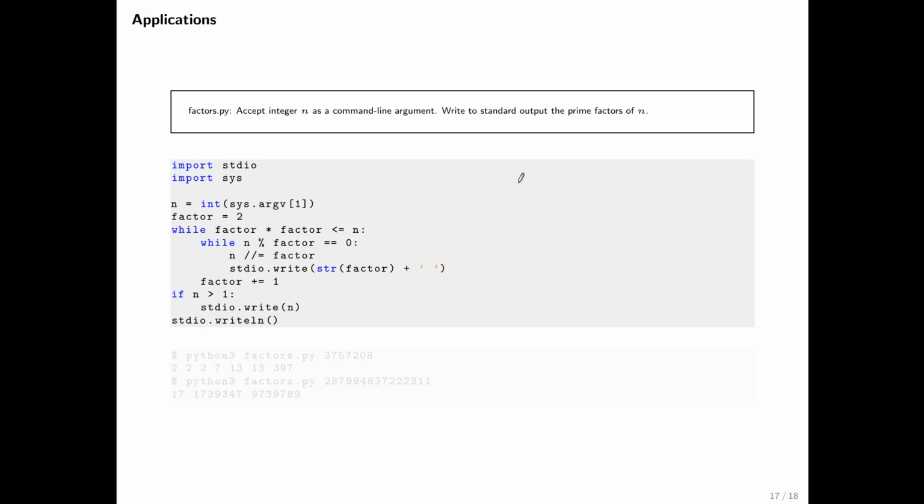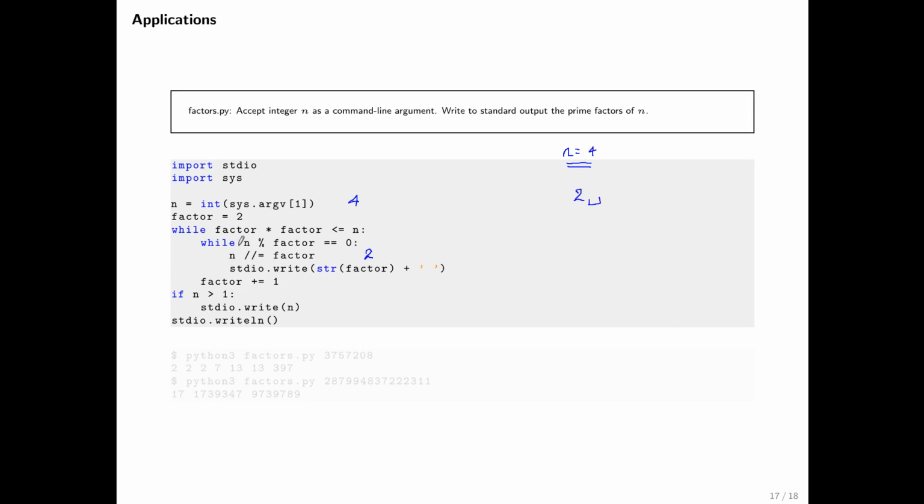So let's take a concrete example. Let's take n equals 4 and see how it's broken into its prime factors, which we know are 2 and 2. So n is 4, factor starts at 2. Now, is 2 times 2 less than or equal to 4? Yes, so this condition is true. So we go in here and we check if 4 is evenly divisible by 2. Well, it is. So we cut n down by factor. The new value for n now is 2. And we write factor out with a space. So we write 2 space.